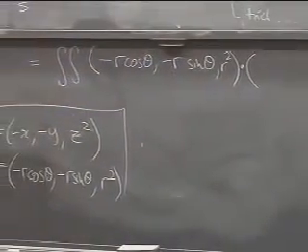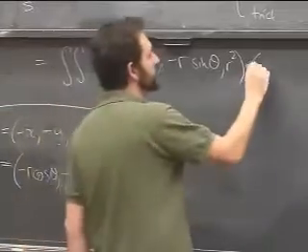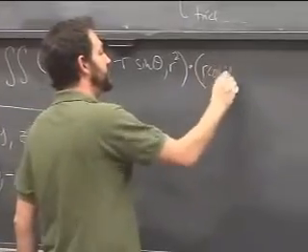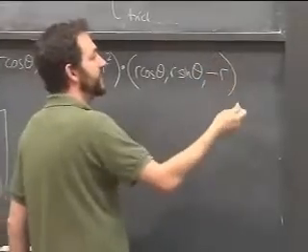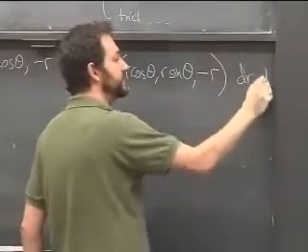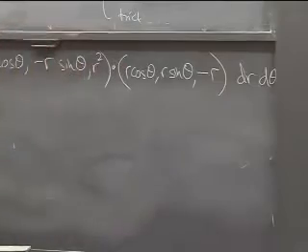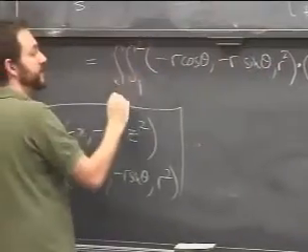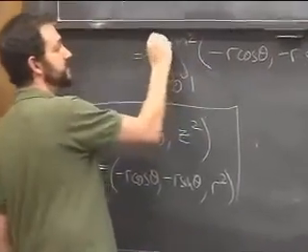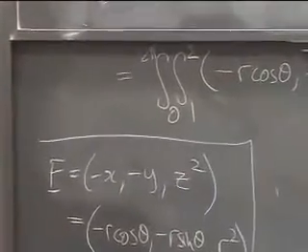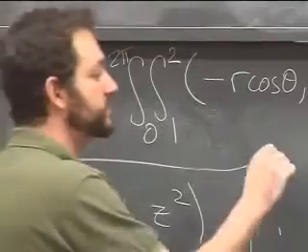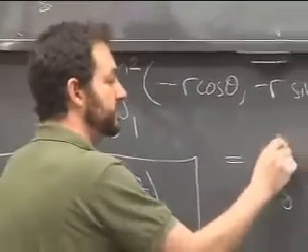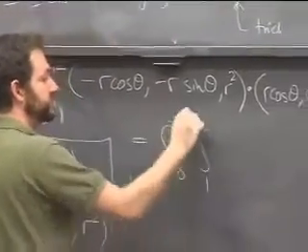We don't even need the denominator. We just need the numerator of it. r cosine theta, r sine theta, minus r. And it's that dr d theta, where, as I said, r goes from 1 to 2 and theta goes from 0 to 2 pi. And again, we've almost finished writing it as a double integral. We have to just take the dot product. That's the only thing left.